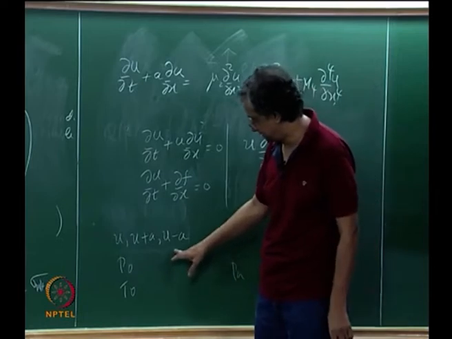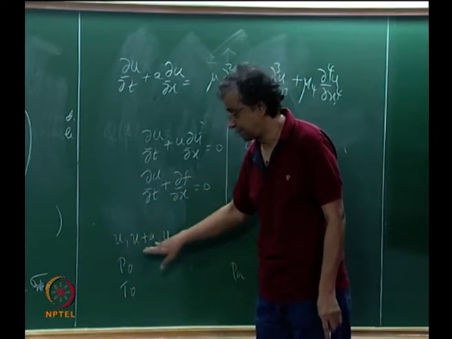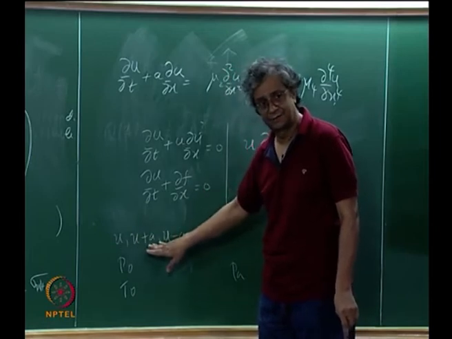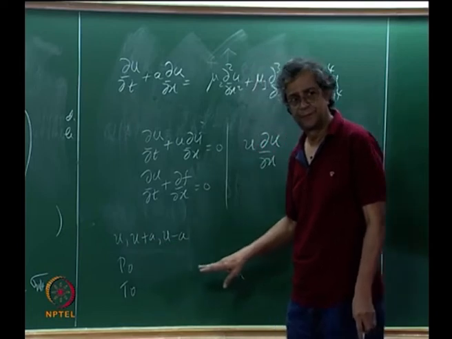Because at a subsonic exit this is negative, this is positive, these two are positive, so these are propagating out of our domain at the exit, whereas this is propagating back into the domain. Am I making sense? Is that okay? Fine.